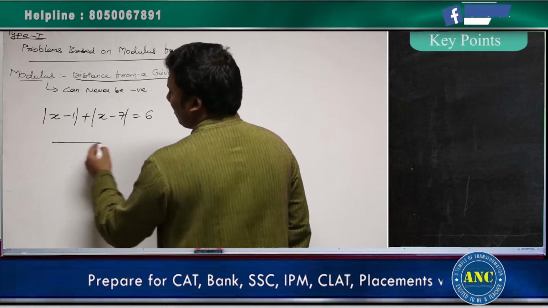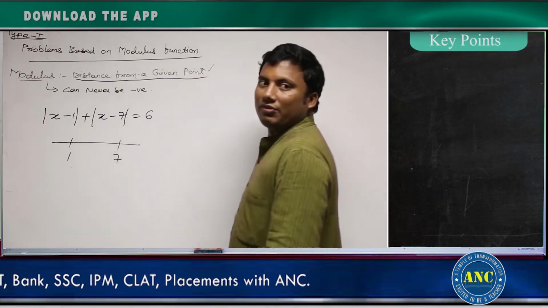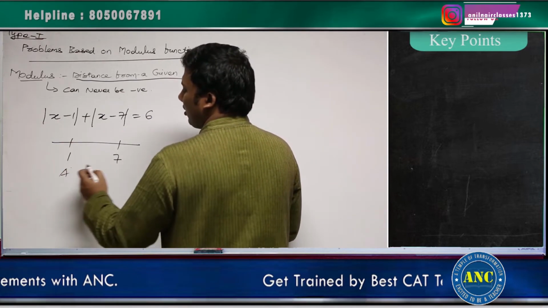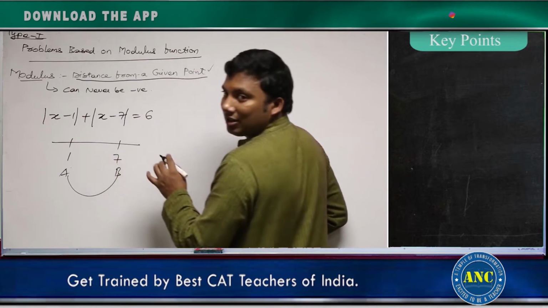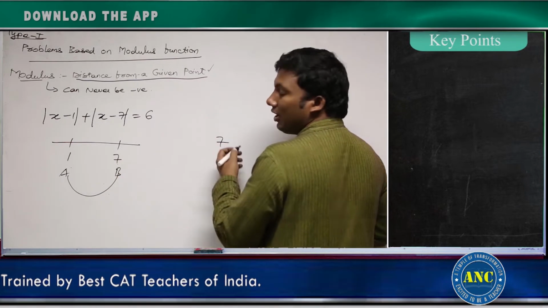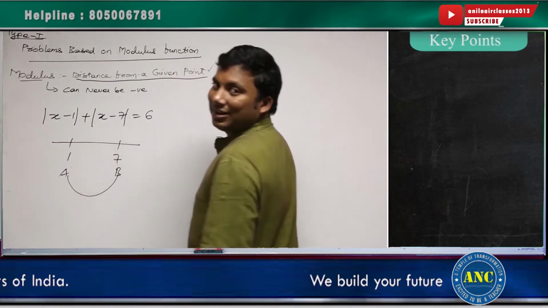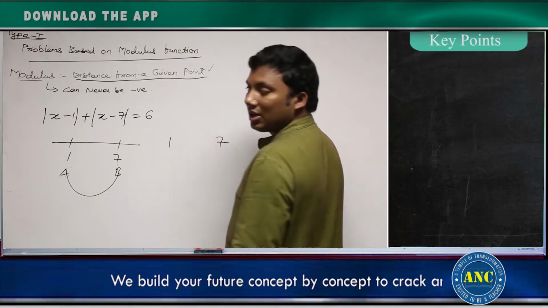Mod x minus 1 plus mod x minus 7. This is 1 and it is 7. Now if you see here, if 1 travels to 7, how many units traveled? 6. No more distance, it will stop at 7. That means the critical point value will also be 7. 7 will come to 1. How many travel? 6. So it will stop there. There is no travel. 1 will also satisfy.